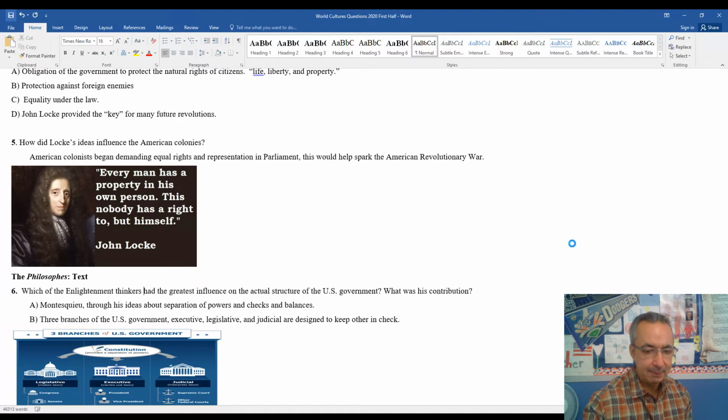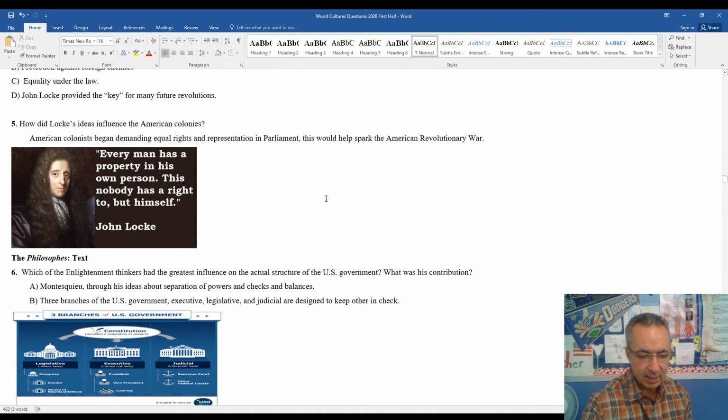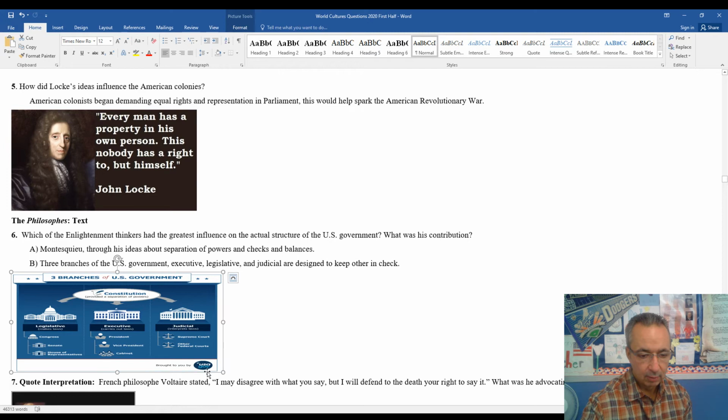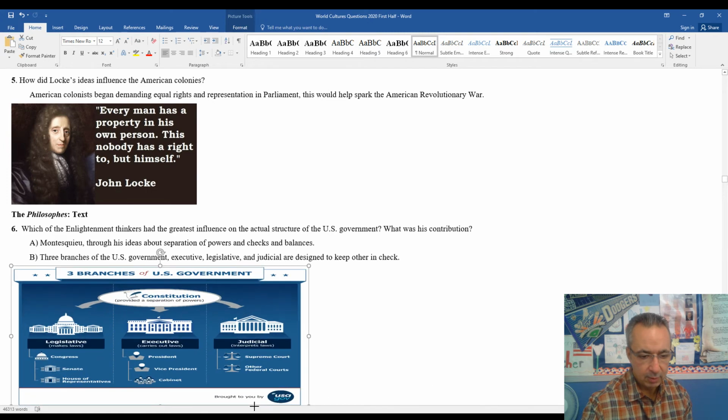He came up with the ideas of separation of powers and checks and balances, 3 branches of the American government: executive, legislative, and judicial. He believed they are designed to keep each other in check. So I'm just going to enlarge the image for a moment here.